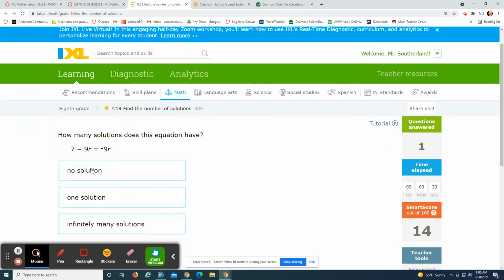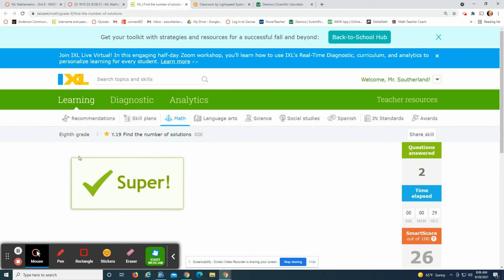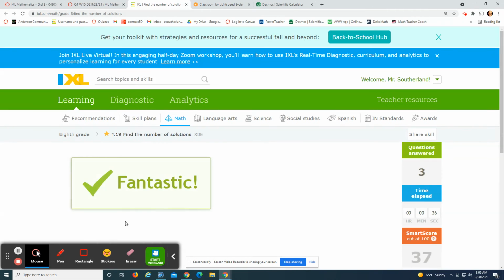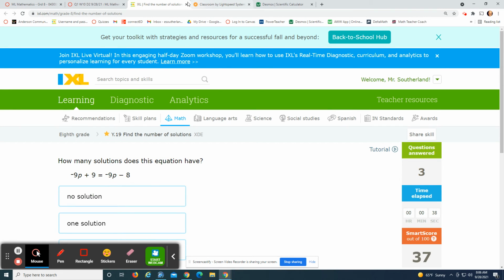On the next one, again, they have minus 9r, minus 9r. They have the same variable, different. This one has a number, this one doesn't, so no solutions. On this one, it says 2y, 2y, minus 5, minus 5. Infinitely many solutions. That's how you would do this.